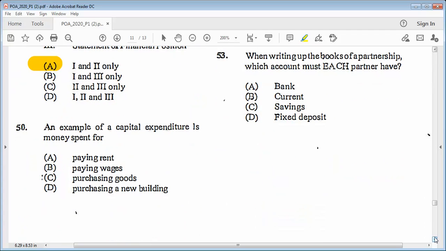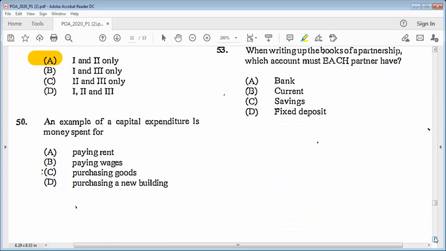Let's go on to number 50. It says, an example of a capital expenditure is money spent for A, paying rent. B, paying wages. C, purchasing goods. D, purchasing a new building. So we know that our answer would be D, purchasing a new building.